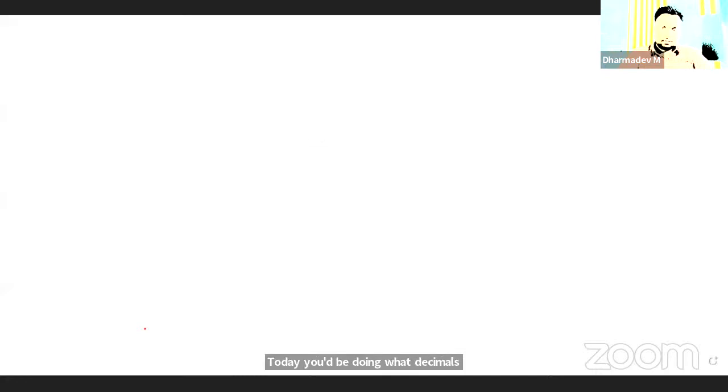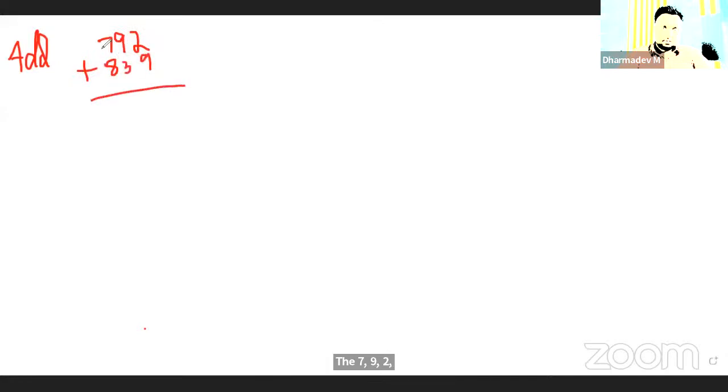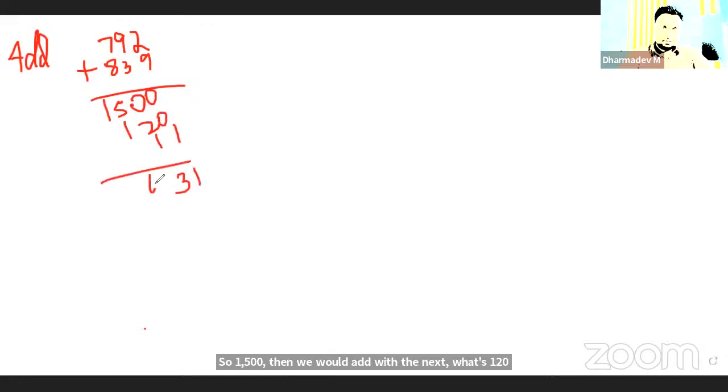Simple recap. The first one, we started with addition, how to do split addition, that is from left to right. 792 plus 839. So we would add from the last. That's in the hundreds place, so 1500. And then we would add with the next, that's 120. And that is 11. So 1631. Then the subtraction.